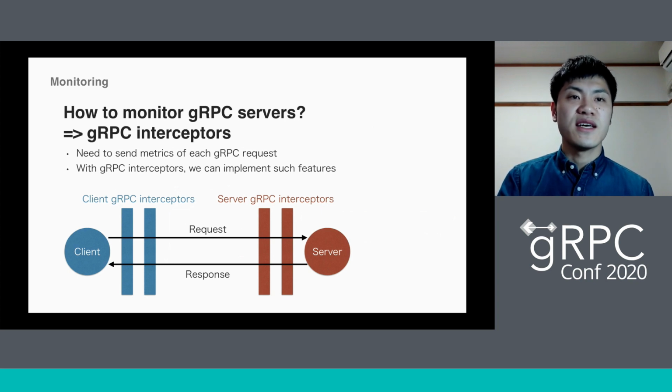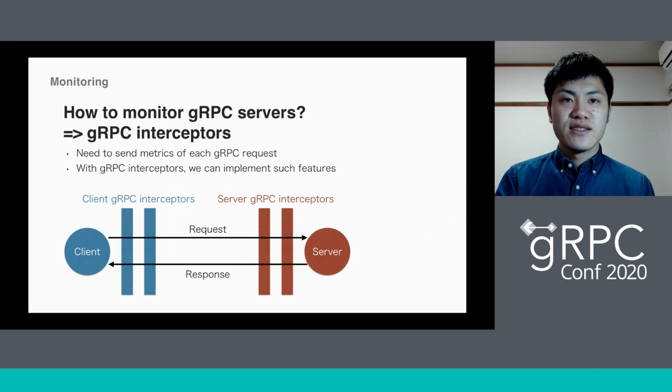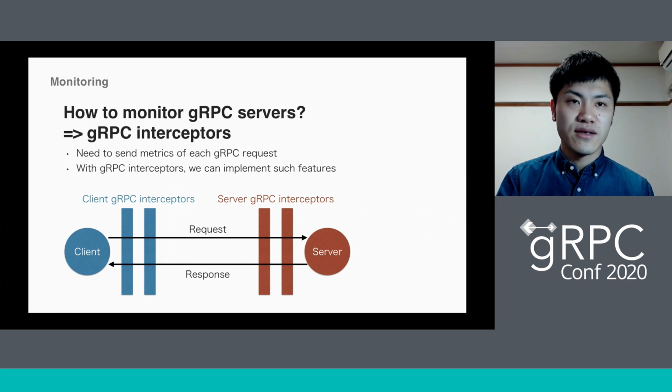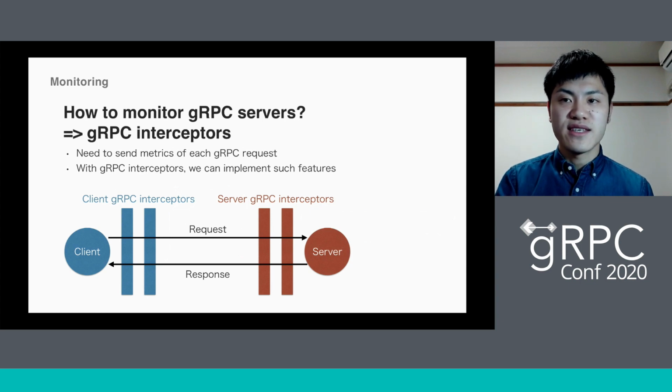gRPC interceptors are used like this. There are client interceptors and server interceptors. Client interceptors are executed on the gRPC client around the user code, and server interceptors are executed on the gRPC server before the request is passed on to the user's application logic. It is a perfect way to implement common patterns, for example, logging, monitoring, authentication, etc. So we can use gRPC interceptors for monitoring.